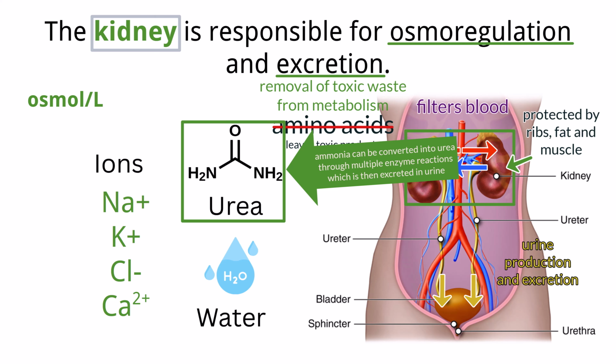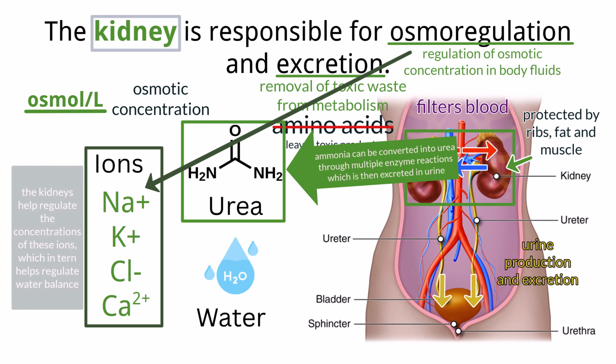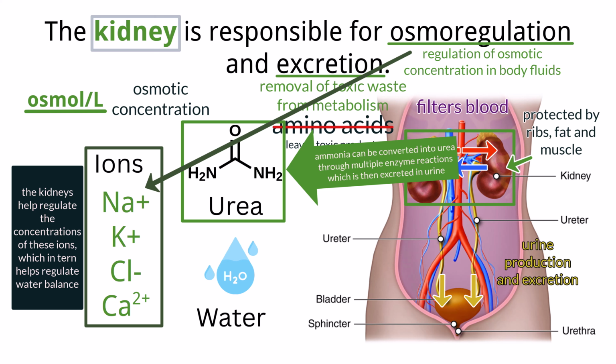Osmoregulation, on the other hand, is about water balance. Specifically, it's the regulation of osmotic concentration in body fluids, such as solutes like salts from ions like sodium, potassium, chlorine, and calcium. Osmotic concentration is measured in osmoles per liter, or osmol/L. The kidneys help maintain solute concentration throughout the body, which in turn helps control the relative amounts of water and pressure inside of cells. Recall, water will move to where there is a higher solute concentration, which can then change the relative pressures of cells compared to their surroundings.